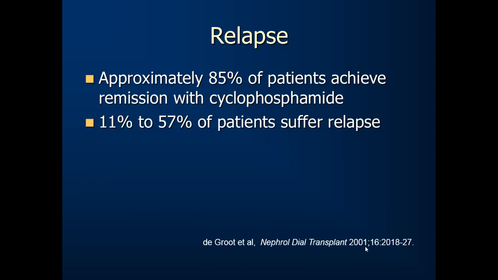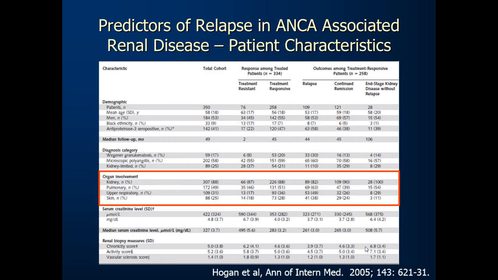Relapse. Okay, so approximately 85% actually achieve remission with cyclophosphamide. And we go back to those older studies where you have the most data. However, up to half, maybe more of that, actually suffer some form of relapse, whether that's severe disease, new organ manifestations. It can be any of those. So it seems that when treating most of these patients, a good proportion are going to have some form of relapse.